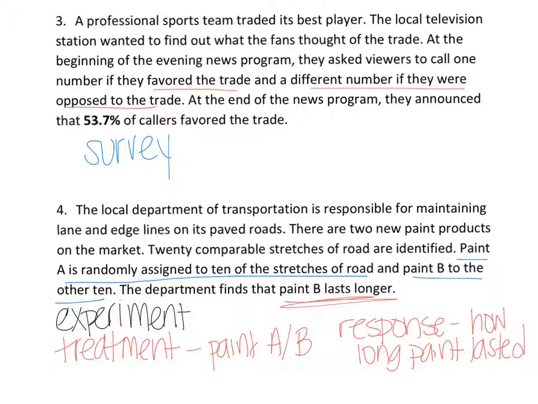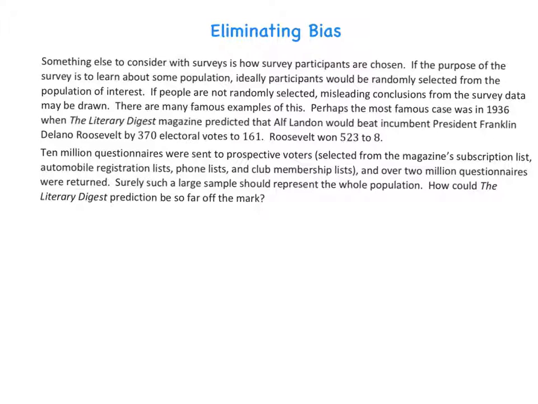Okay, so you've seen an example of all the different kinds of studies. Now we're just going to quickly talk about ways you can eliminate bias with each of these different types of studies. This paragraph is talking about how, when you take a survey, you want to be careful how the survey participants are chosen. So I'm going to skip down to this example.